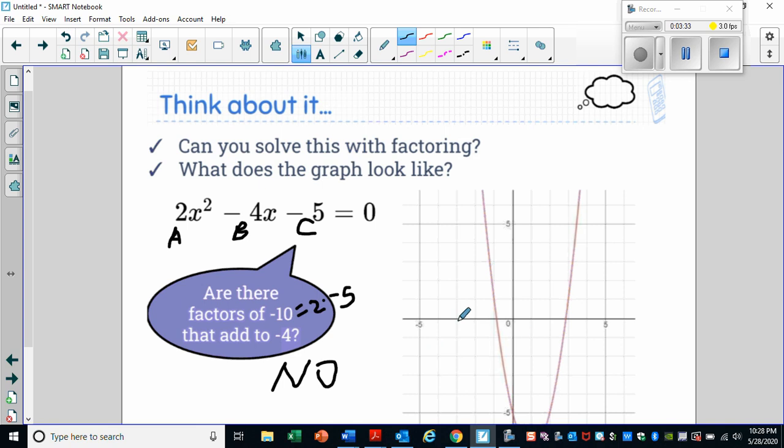But we notice here's your graph. There are still two roots for this graph, because here's your x-axis, or y as well, and we notice that our parabola crosses the x-axis in two spots.